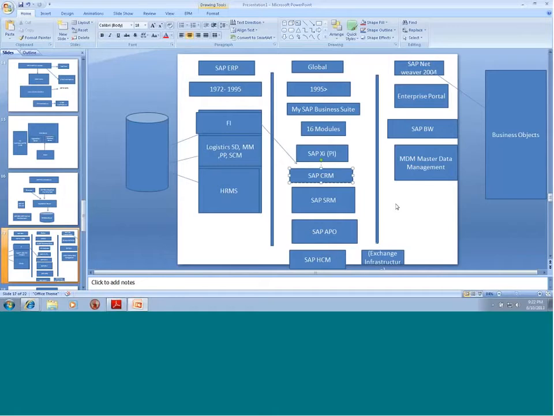They looked at the gap that is available in the SD system, filled the gap looking at these objects, and created a new model called SAP CRM. So look at my SAP Business Suite as an enhancement to the existing ERP product.